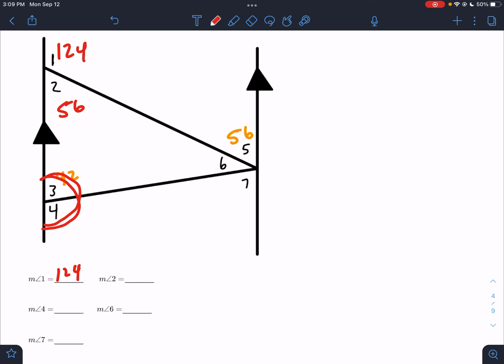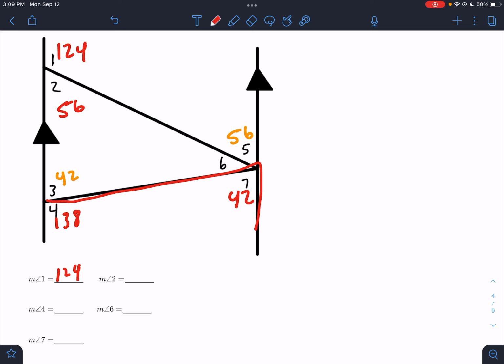Over here, angle 3 and 4, they make a linear pair. So 180 minus 42 would have to be 138. And then 4 and 7 is just like 1 and 5. That's a same side interior. They use the parallel lines. So 4 and 7, this will have to be 42 as well.